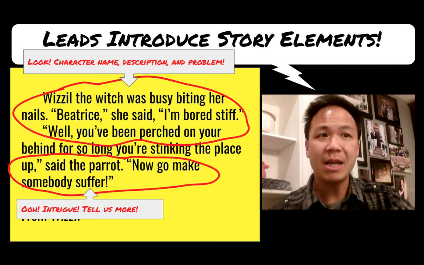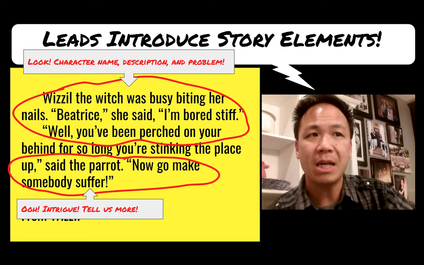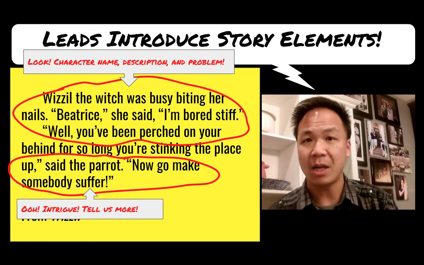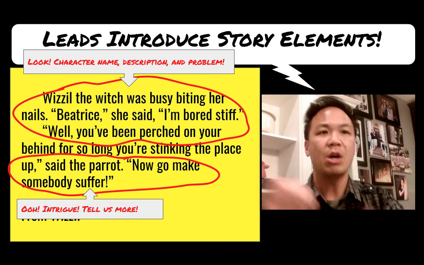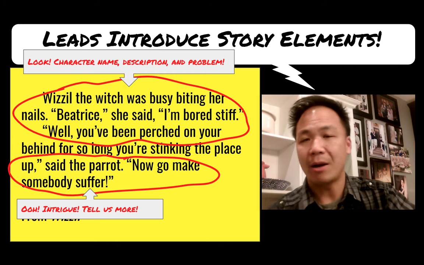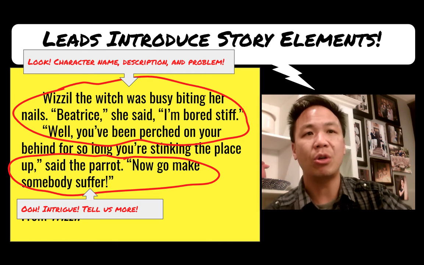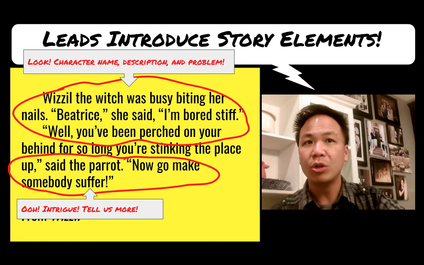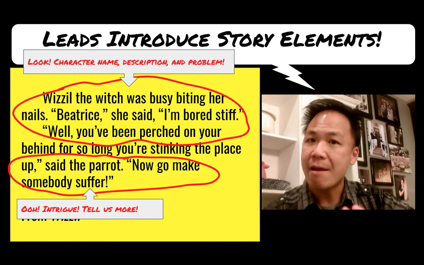Now, look again. You'll see in the very beginning, we know that the witch's name is Whizzle. We have some description of her. What is she? She is a witch. We know that she bites her nails. We know that she's got a parrot named Beatrice. And we also know that she's got a problem, that she's bored. So we are being introduced to the character and the problem.